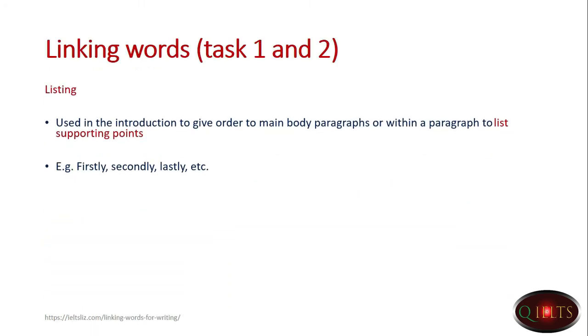These are some of the linking words which can be used in task 1 and task 2 both. So first type is the listing type of linking words. These are used in introduction to give order to the main body paragraphs, or you can also use them within a paragraph to list supporting points. For example, firstly, secondly, lastly, etc.